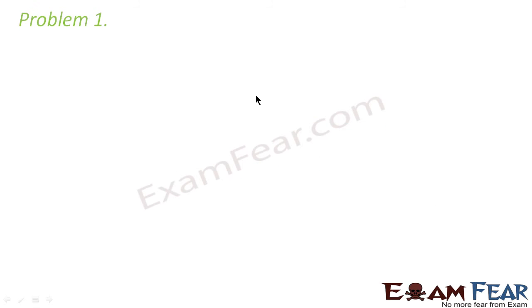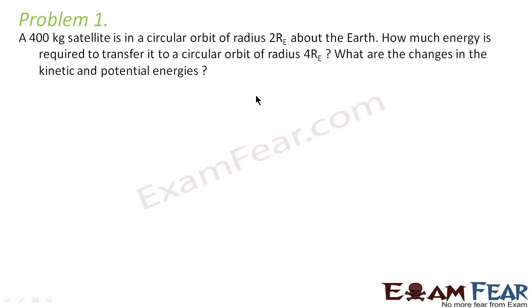Look at Problem 1. The Problem 1 says, a 400 kg satellite is in a circular orbit of radius 2 RE about the Earth. How much energy is required to transfer it to a circular orbit of radius 4 RE?